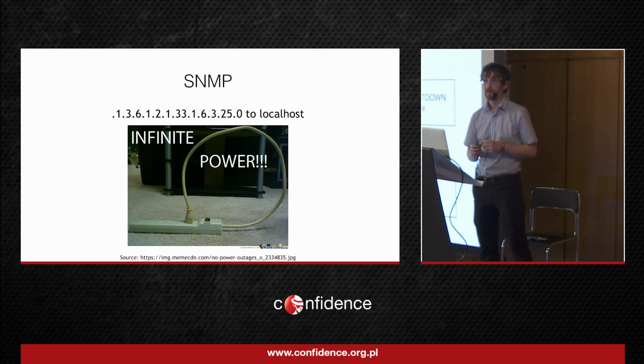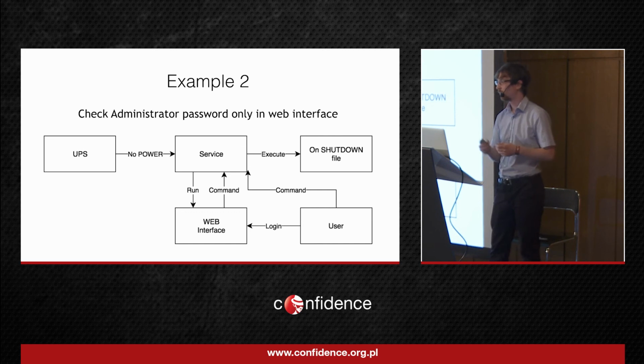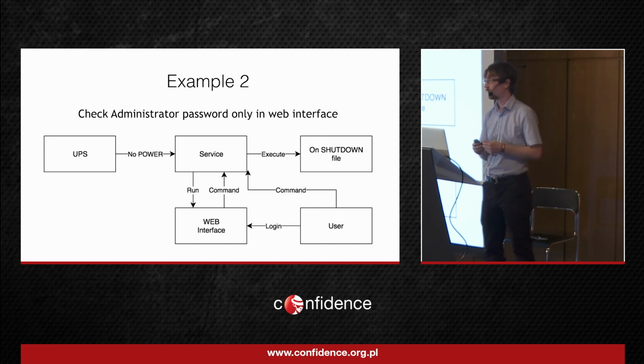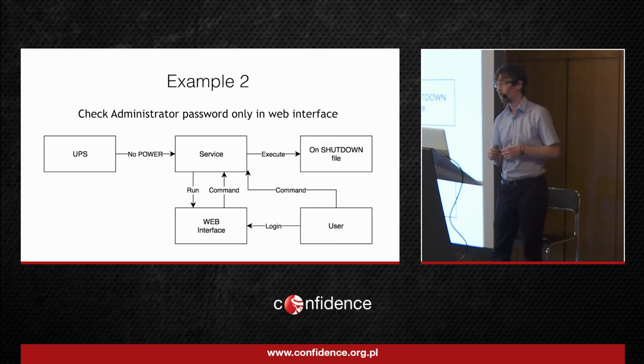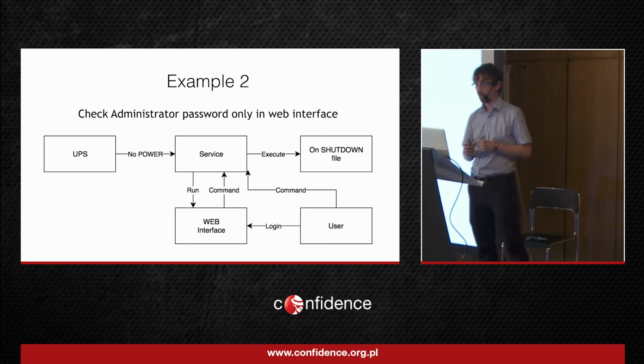Example number 2 is very similar. Right now there is no client interface, but we have some web interface. And again, there is some login and password inside this web interface. But still, after we log in, the commands are sent directly to the service without any authorization. This time they were using a different protocol. So again, I don't need to know passwords in order to modify the on shutdown file path. And then example number 3.